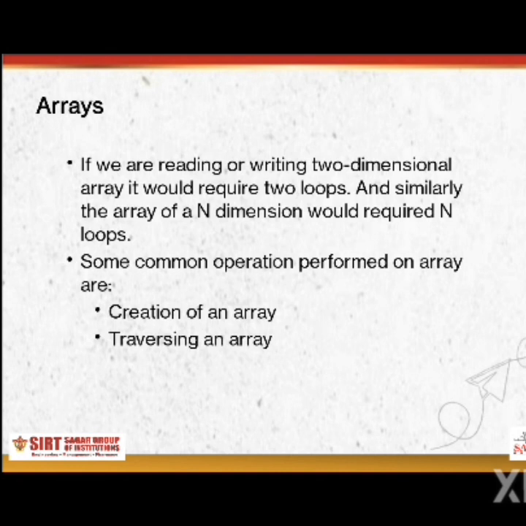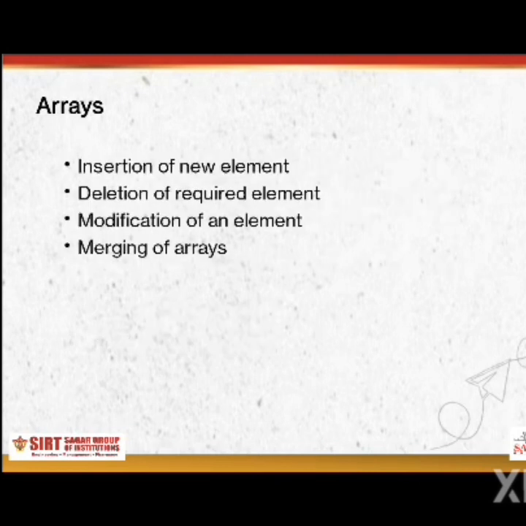with that array. So if you are reading or writing two-dimensional, again I'm saying that firstly, if I'm talking about the array, then it is a homogeneous and heterogeneous collection of data items, and this array is divided into two parts, that is single and multidimensional. Multidimensional is also called two-dimensional array. In a two-dimensional array, we use a matrix form to store that information. So there are different types of operations in an array, like insertion of a new element, deletion of a required element, modification of an element, and merging of arrays.